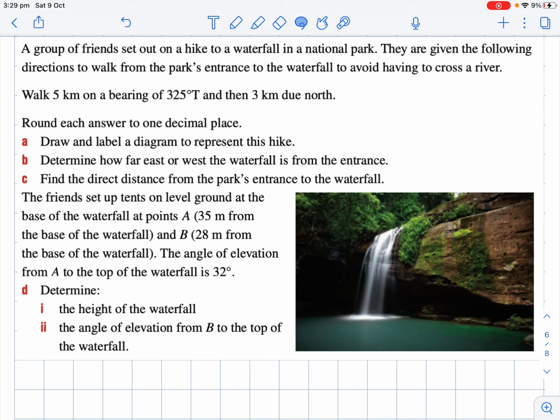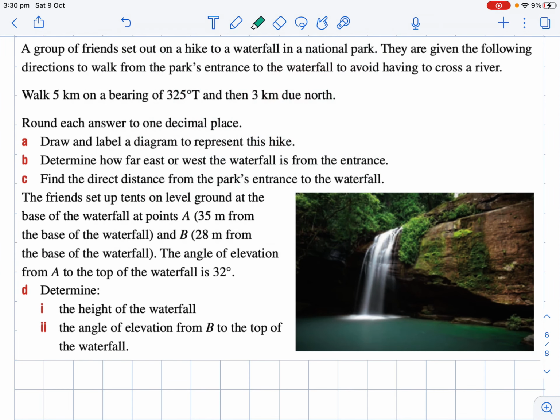So the second question there starts to bring in angles of elevation and depression. And so I'm also starting to think that it might be a 3D type question because we've got tents on the ground and we've got a waterfall at height. So already, without picking out the key information, I've got bearings, I've got angles of elevation, I've got due north, and I need to draw a diagram and find some lengths.